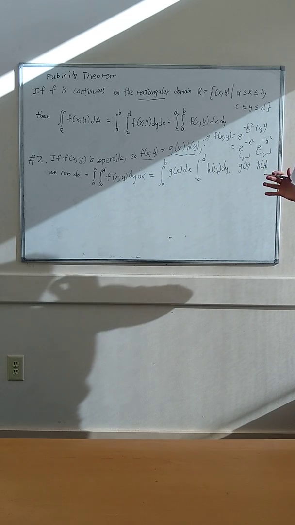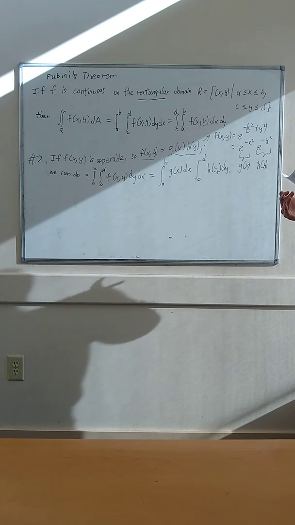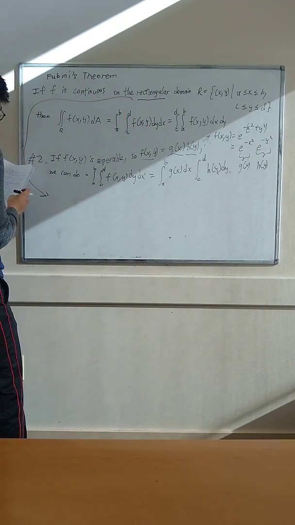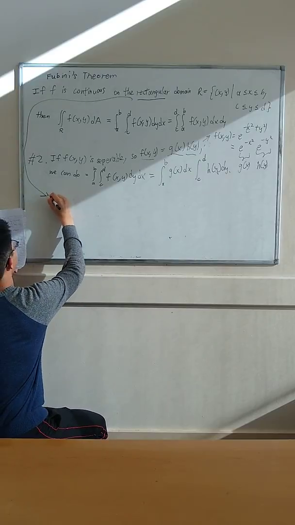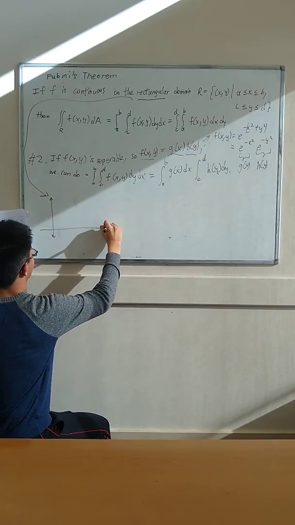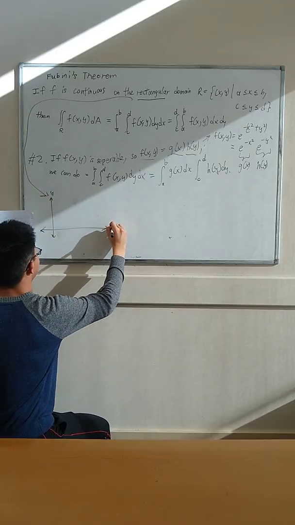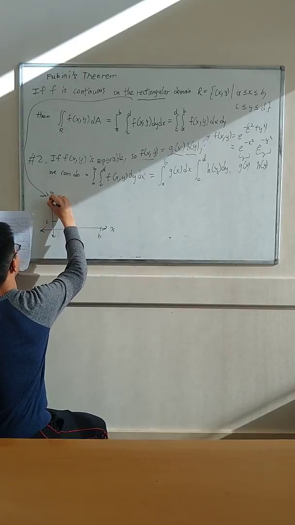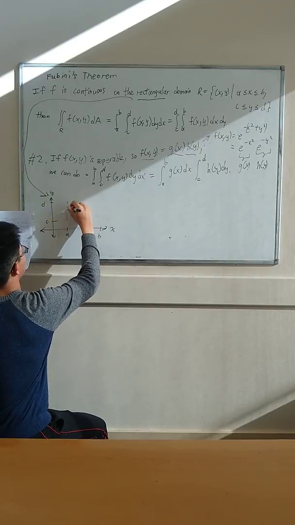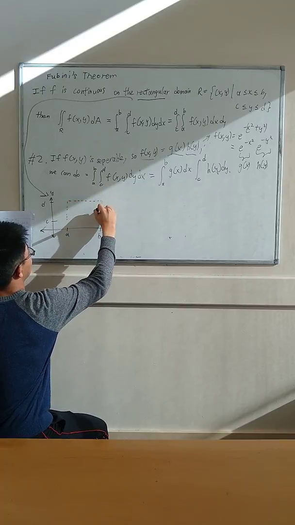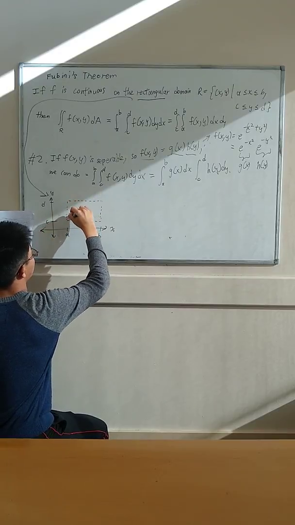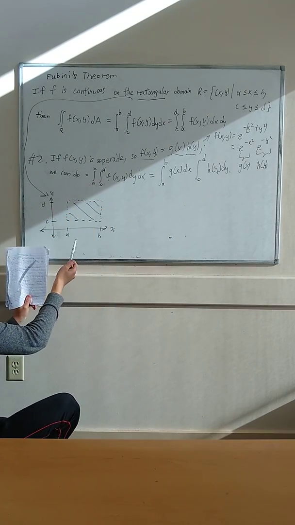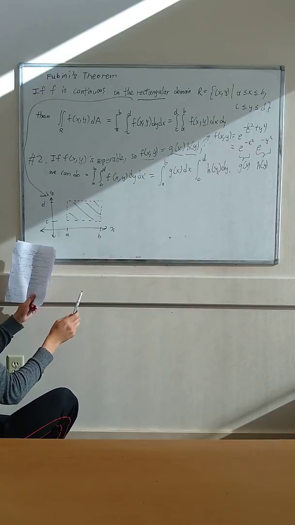And also, let me clarify what I mean by a rectangular domain. So, for a rectangular domain, this would be the region that you're integrating over. And as you can see, this is a rectangle.